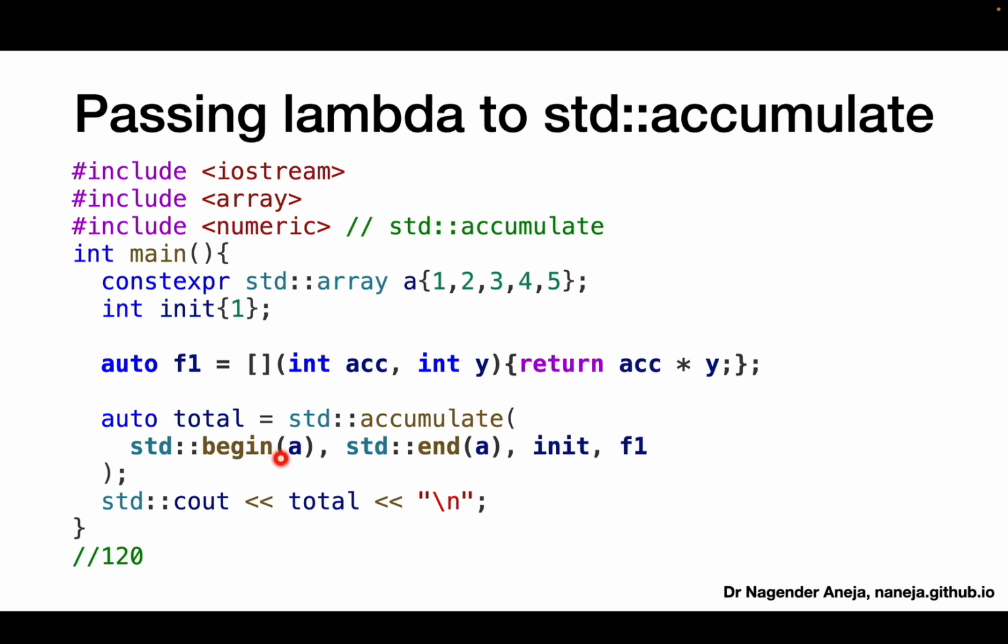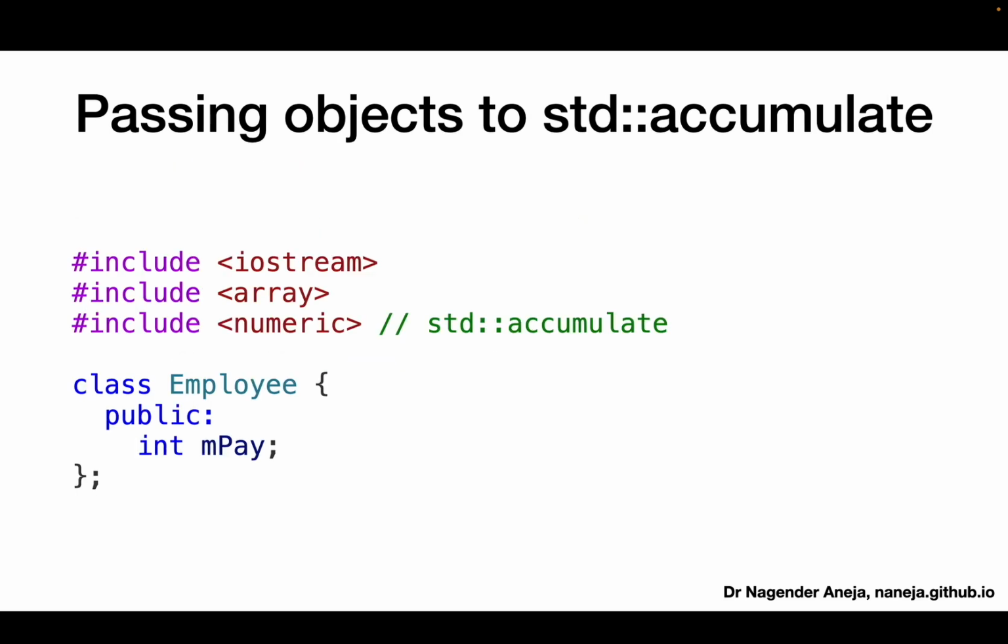So we have accumulate. It starts with begin A, ends at end of A, starts with an initial value, and F1 is passed. That F1 needs to be used, and that's the lambda function, right? And then we'll get the total. So maybe you may prefer to use this one, or you can directly pass it here, with no need to create an unnecessary F. So you can do any approach.